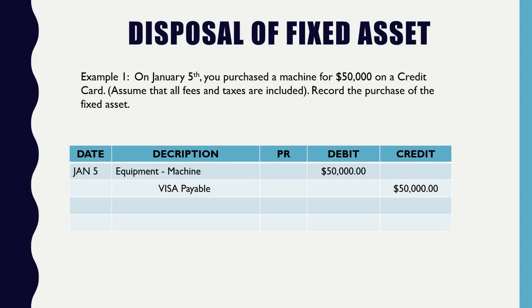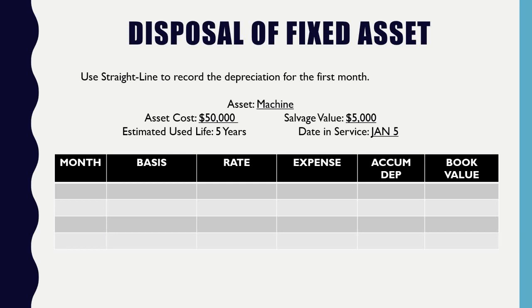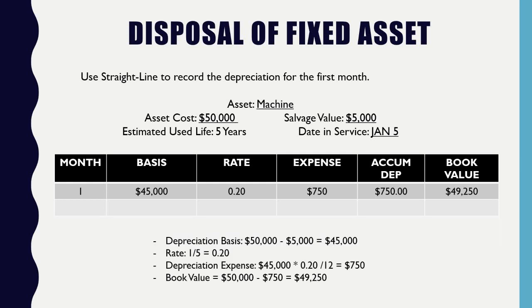So now that I bought it on January 5th, our assumption is if we do depreciation at the end of the year or at the end of the month, we'll start calculating as of January. In this case, we're going to do monthly depreciation, using straight line to record the depreciation for the first month. So let's say we put it into service as of January 5th. We're going to depreciate for the very first month. Using straight line, it's your asset cost minus salvage value. In this case, we have a salvage value of $5,000.